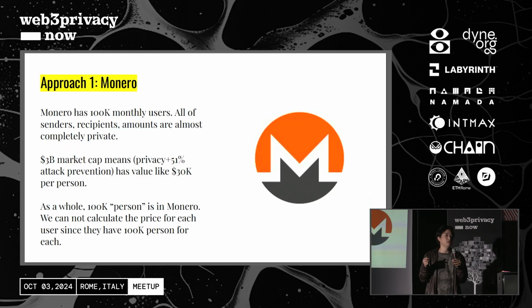So, okay, one approach is using Monero, for example. So Monero has 100K monthly users. The sender is somehow mixed, and the recipient and amount are completely private, right? So Monero has strong privacy, right? So let's say it's kind of 100K person privacy in Monero right now. And it has a 3 billion market cap, and it's listed by many exchanges and this kind of stuff. And so let's say its privacy is, like, 51% attack resistance, prevention, and privacy, right? And if we just divide by the number of users, it's like $30K per person to have the privacy.